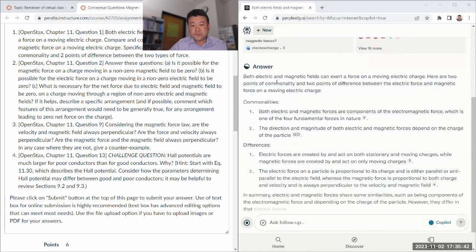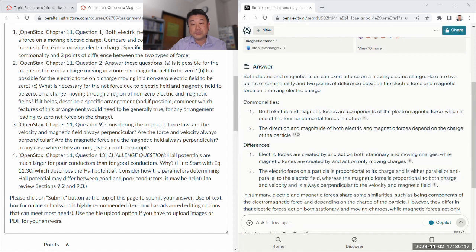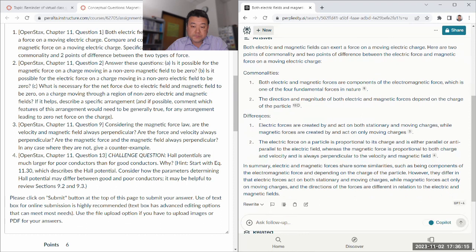They can exert a force, commonality and difference. Okay, commonality. There are components of the electromagnetic force, sure. I don't know, this answer seems a little circular. Because you defined something called the electromagnetic force, and then you are saying, oh, they're both a part of it. You just put this word together. The direction and magnitude depend on the charge of the particle. Okay, I guess so. There's a Q factor in both formulas for force.